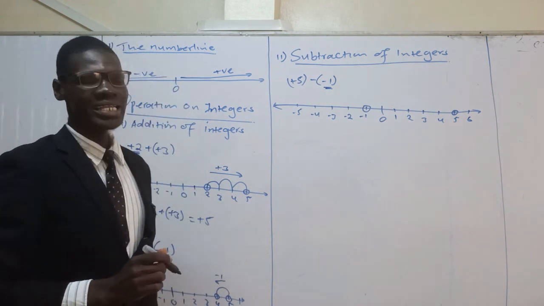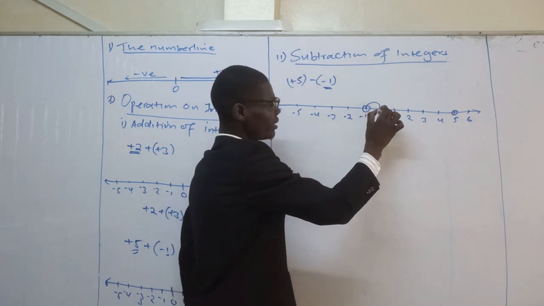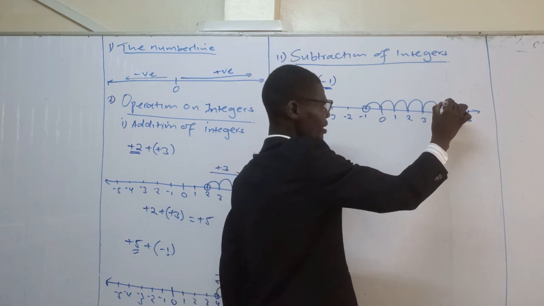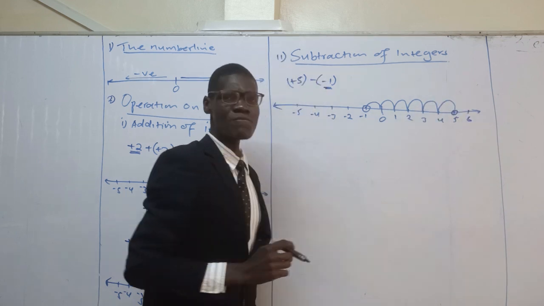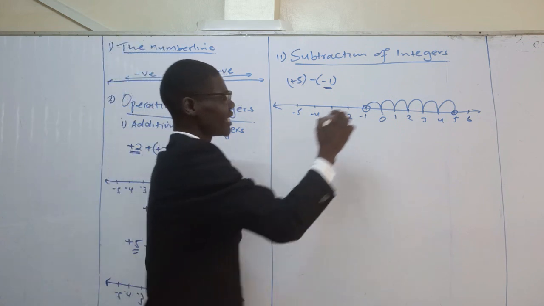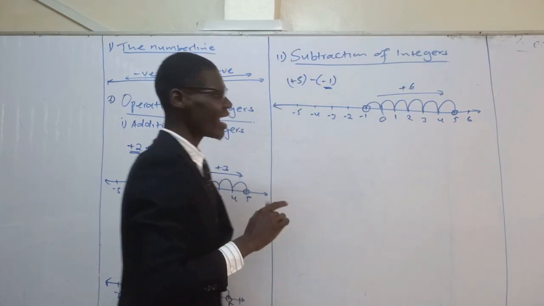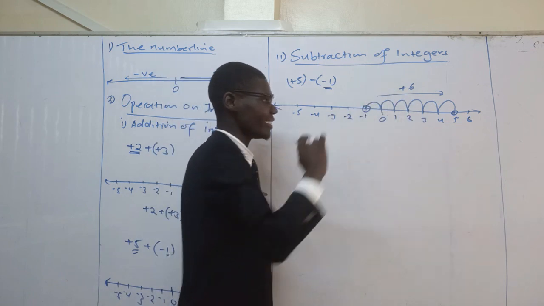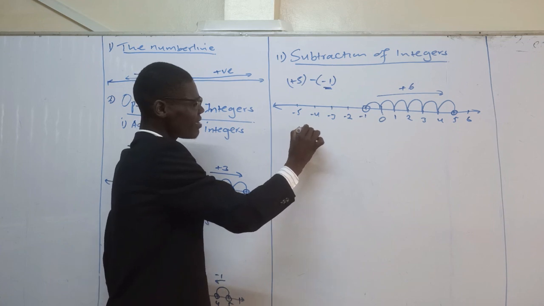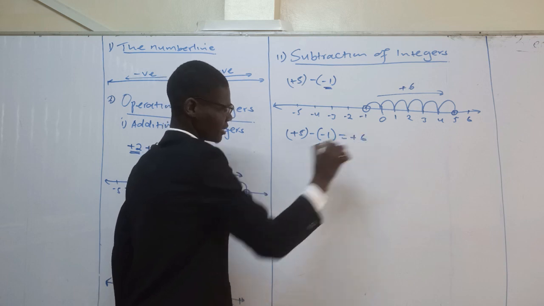Then I count how many steps I have moved. This is 1, 2, 3, 4, 5, 6. I have moved 6 steps towards the right. Now it is positive 6. So it means when I subtract negative 1 from positive 5, I get positive 6.